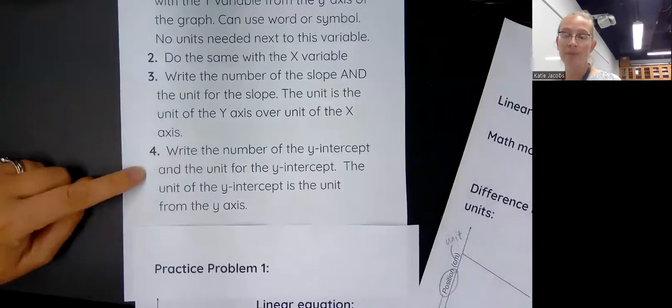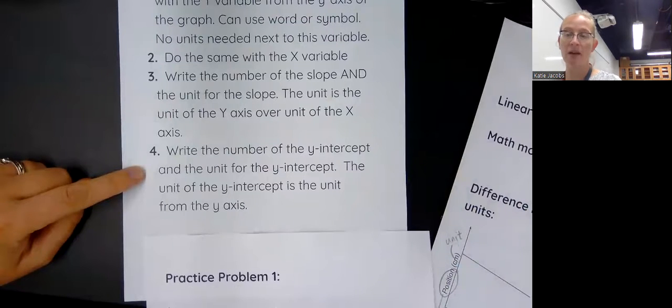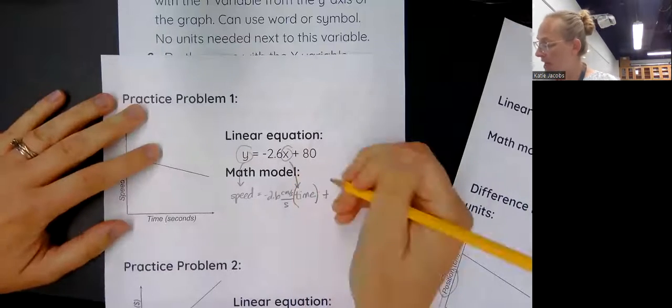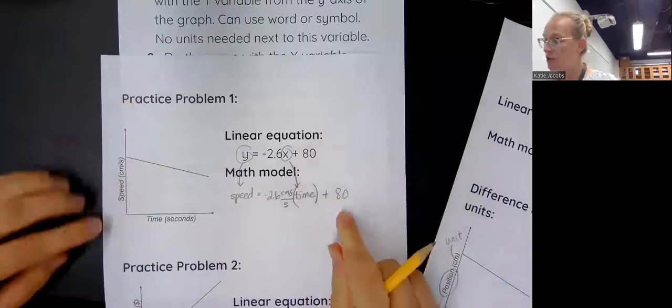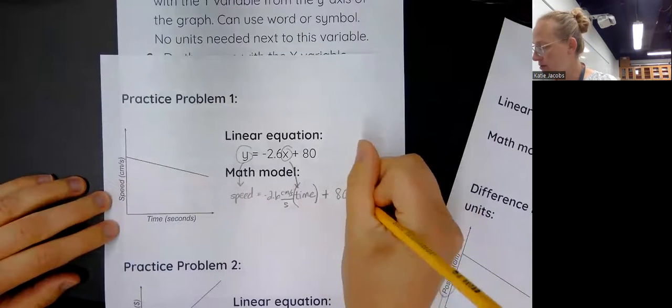Step 4, I'm going to tackle the y-intercept. Write the number of the y-intercept and the unit for the y-intercept. And that comes from the unit from the y-axis. My number is 80. The unit that goes with 80 is from the y-axis: centimeters per second.